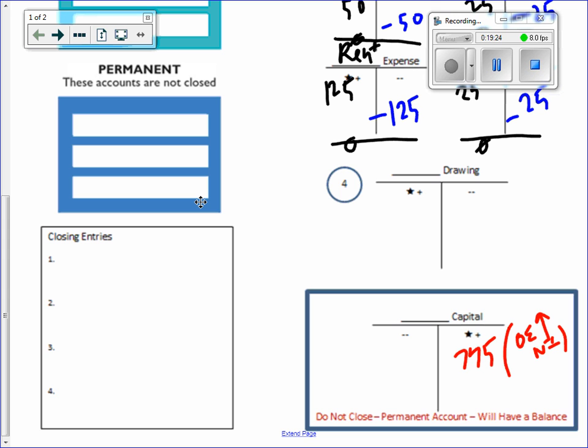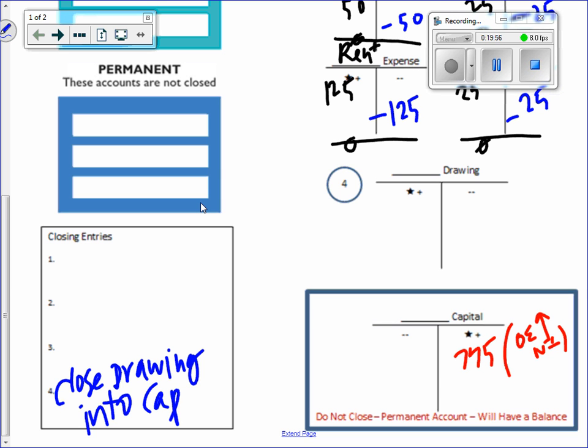We have one more closing entry to do. There's 4. We closed sales into income summary. We closed expenses into income summary. Remember, that's a 1-day account. We had to close that into capital. What's the last thing do you think we're going to do? Close, what's the last temporary? Close drawing into, who takes the hit if he or she takes money out of the business? We're going to close drawing into capital.